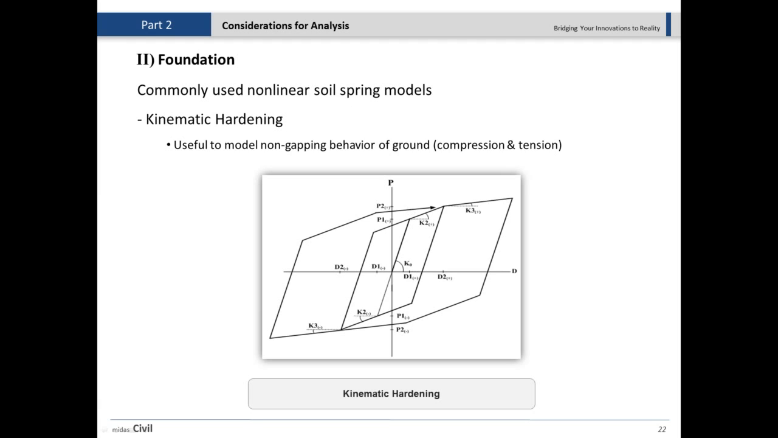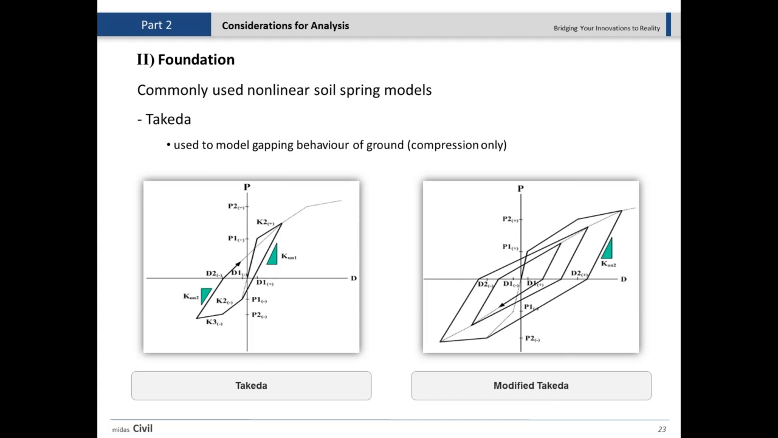But if you have one wall, just a retaining wall, on one side we have only the soil, right? So we see the springs behind the wall only from one side. That's the difference between gapping and non-gapping behavior. When I say non-gapping behavior, I'm talking about compression and tension, and one example would be the pile, where it's surrounded by soil from all directions.